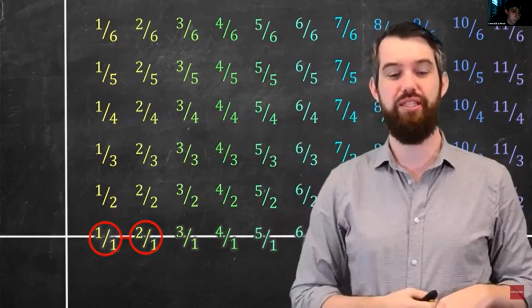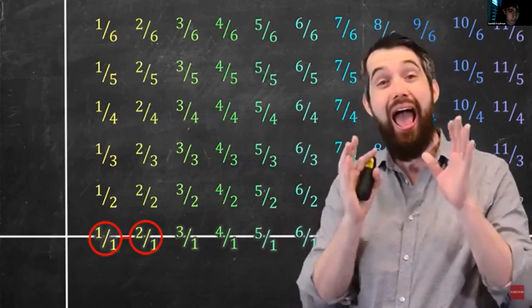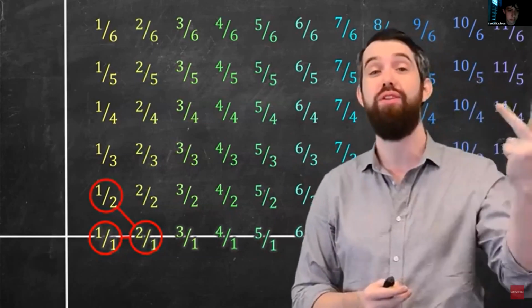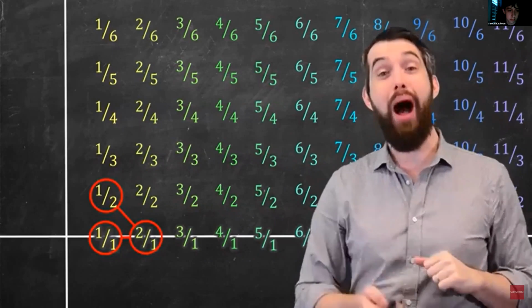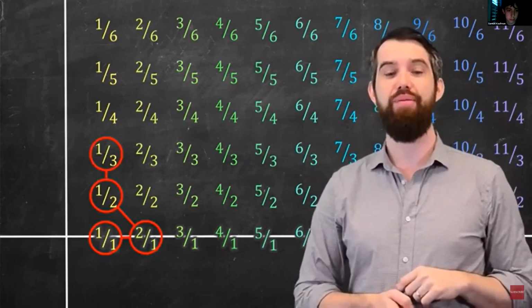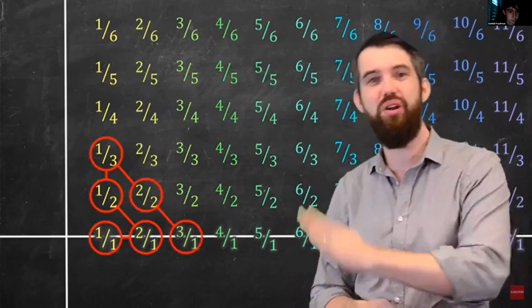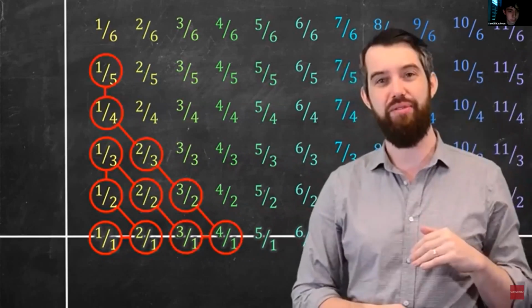So I'm going to snake around a little bit. The next one I'm going to choose is a half. So the first one is 1, the second one is 2 over 1, and the third one is 1/2. Then I'm going to go up 1, to a third, and snake around back to 2 over 2, and it just keeps on snaking around.